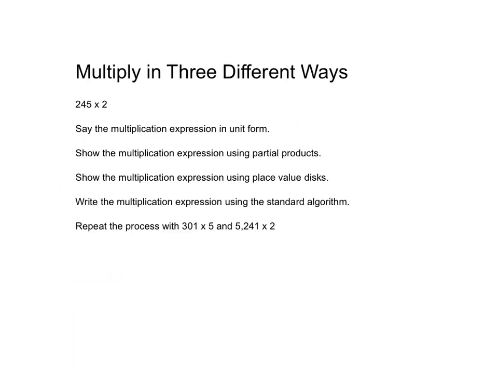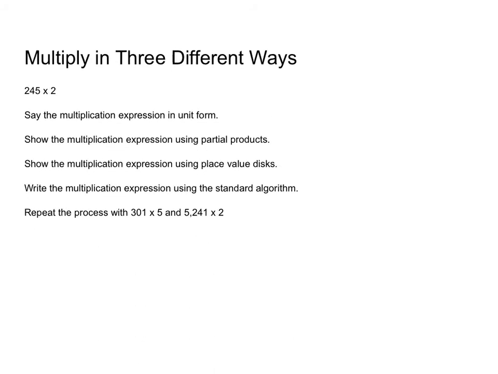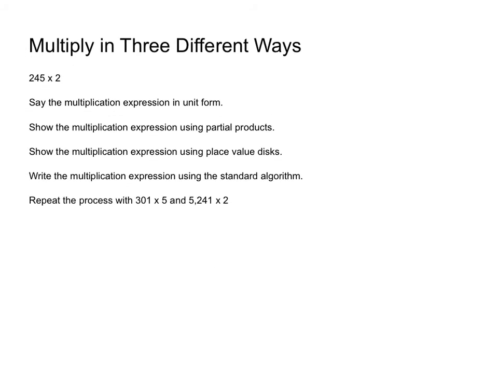We go on to our slide. And this one we're going to multiply in 3 different ways. So I think it takes us a little bit more time, but it's good practice on the things that we need to do. So we're going to say our multiplication expression in unit form. So we would say 2 hundreds, 4 tens, 5 ones times 2. So just so that you understand again how we're breaking this apart.